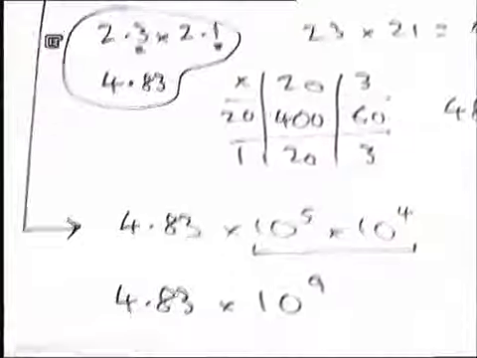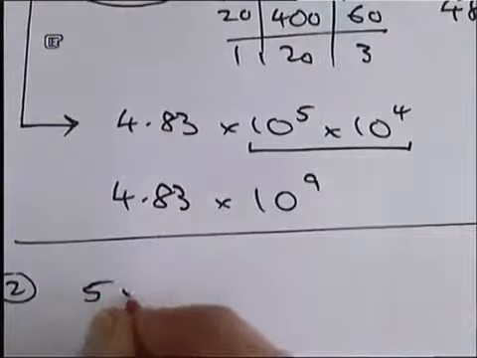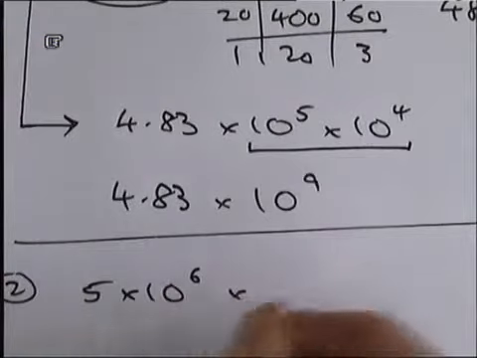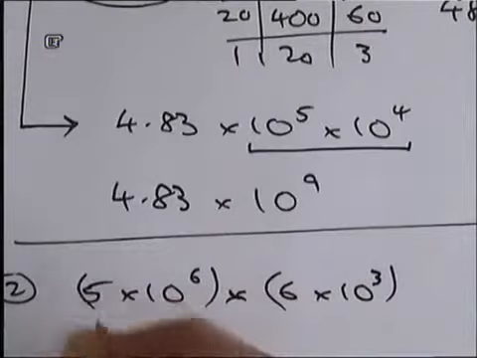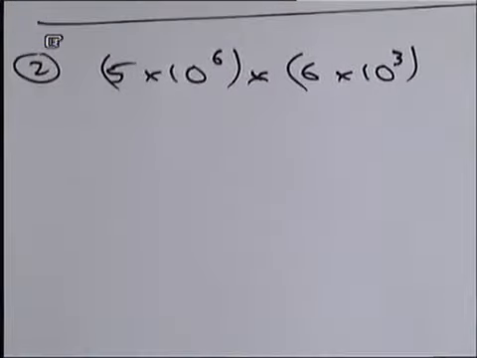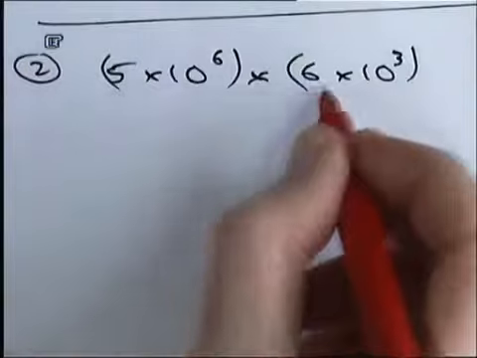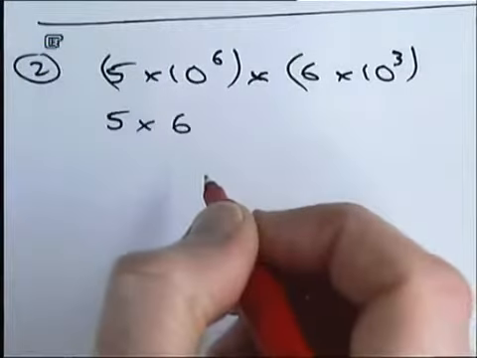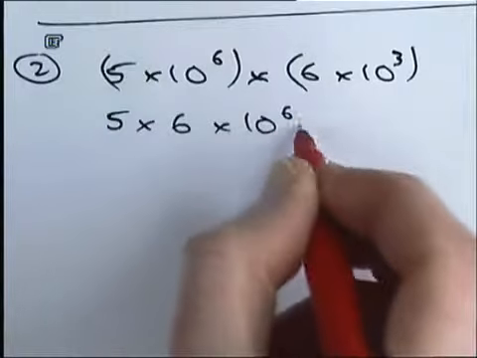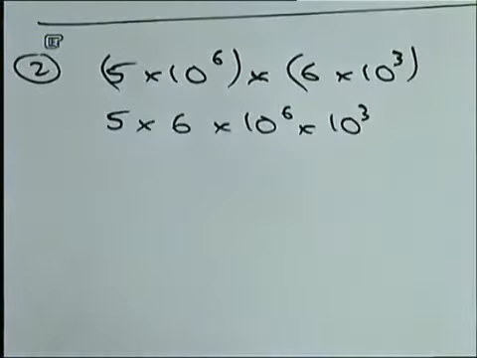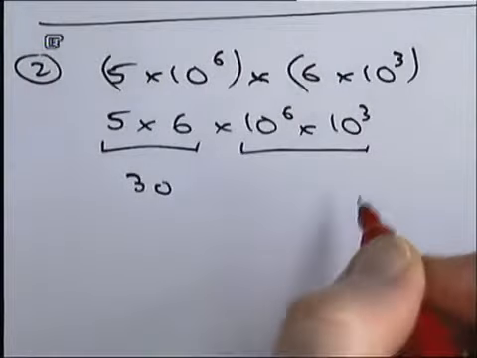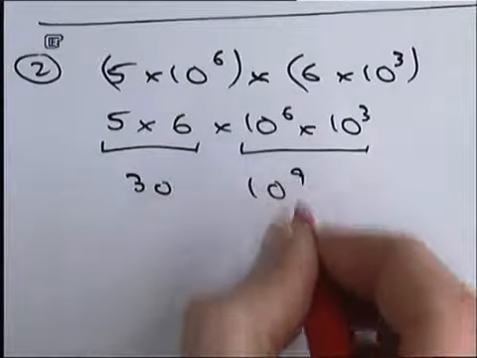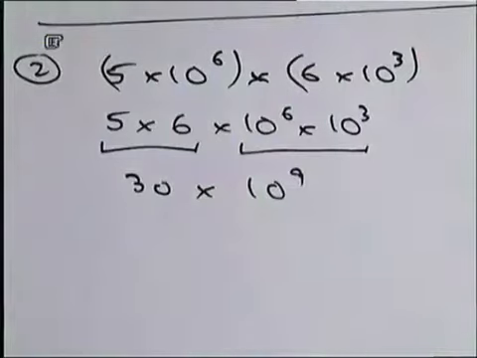If I look at another example, 5 times 10 to the power of 6 times 6 times 10 to the power of 3. You don't need the brackets here, but often you will find brackets in these questions. I'll do what I did last time. I'll write down the normal numbers first. 5 and 6 are being timesed together. Then 10 to the power of 6 and 10 to the power of 3 are being timesed together. 5 6s are 30. If I times those together, I would just be adding the powers. So I get 10 to the power of 9. 30 times 10 to the power of 9.